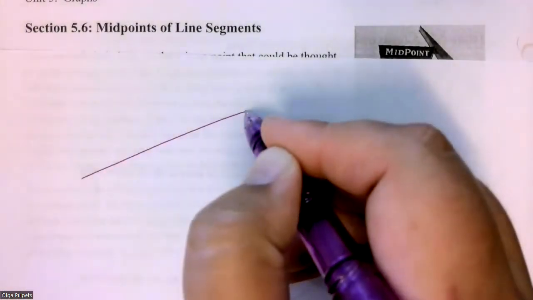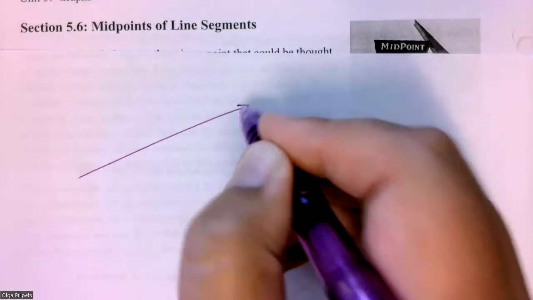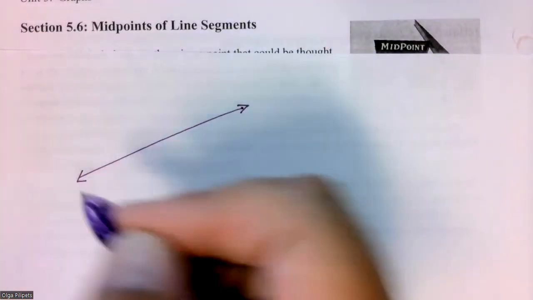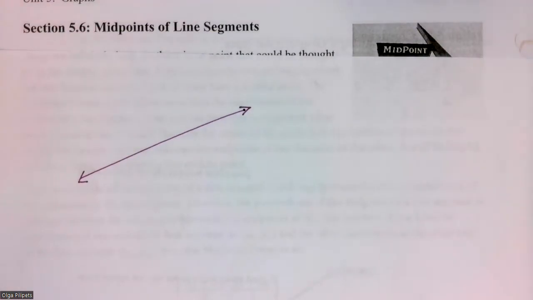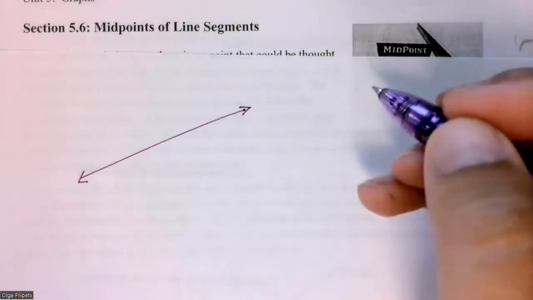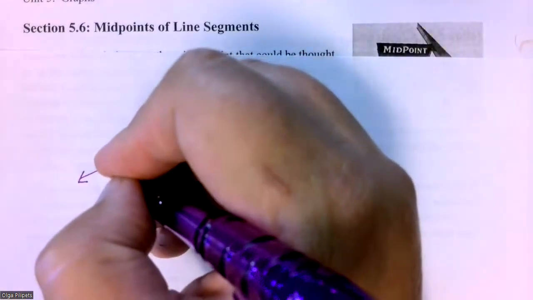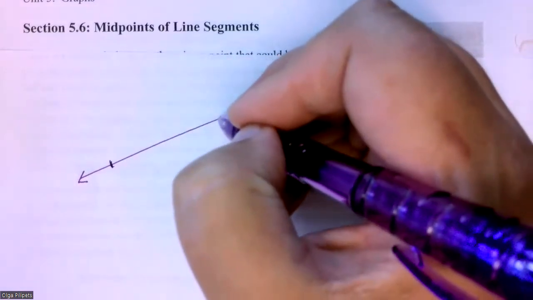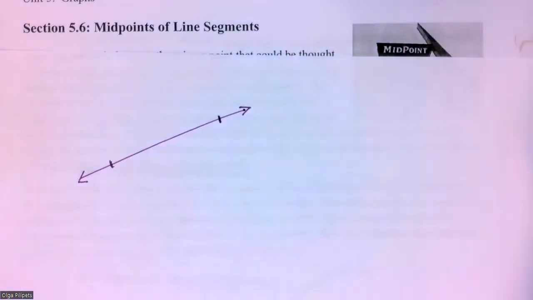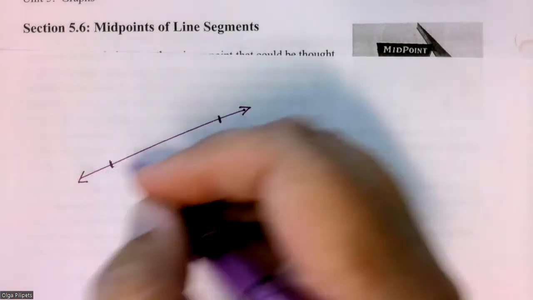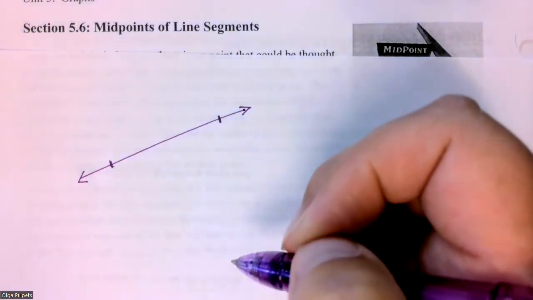A regular line extends indefinitely in both directions. So there is no midpoint for a line because it goes on indefinitely. But if we take a portion of this line, we cut out a piece or an interval on this line, this is called a line segment.